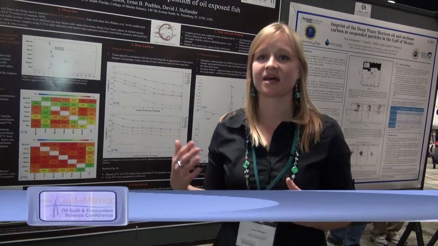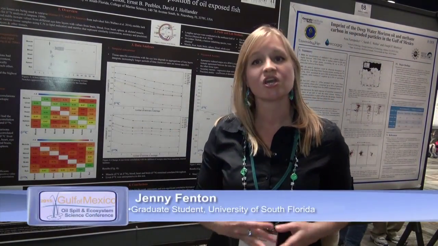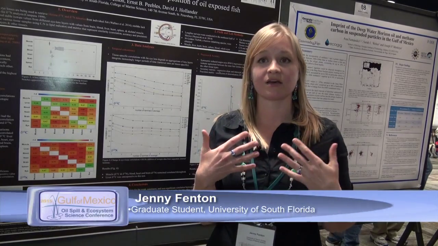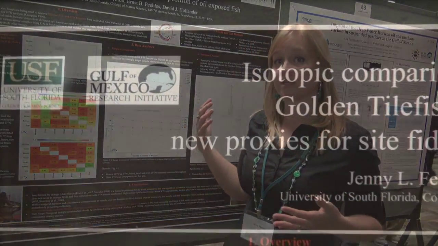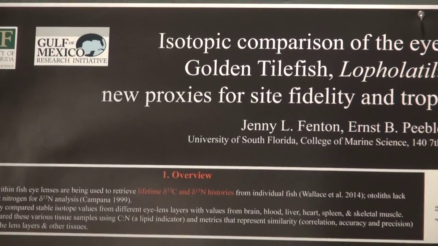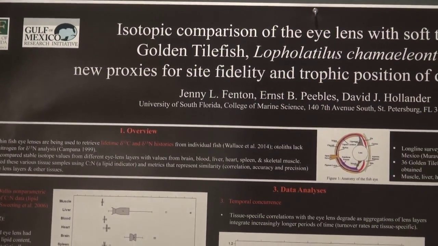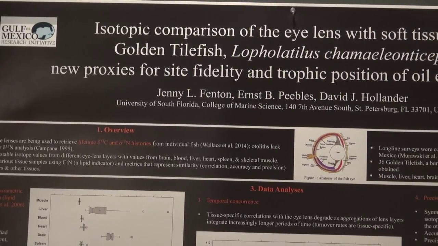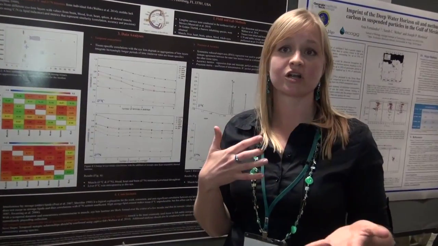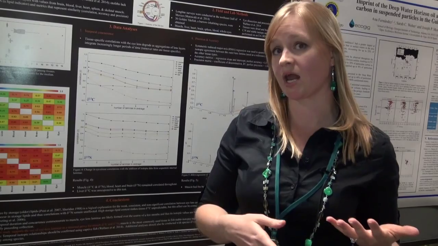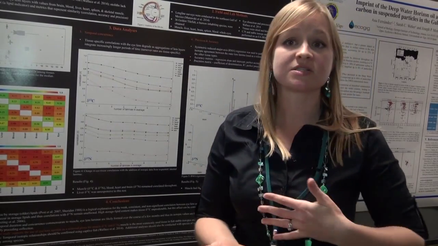This was a project that was conducted as part of SEAMAP research. So we went out and did a lot of long lining to sample various fish that are important fishery species. And we collected a variety of tissues. We collected eye lenses, we collected otoliths, we collected soft tissues, so muscle, liver, spleen, blood, brain, heart, muscle.